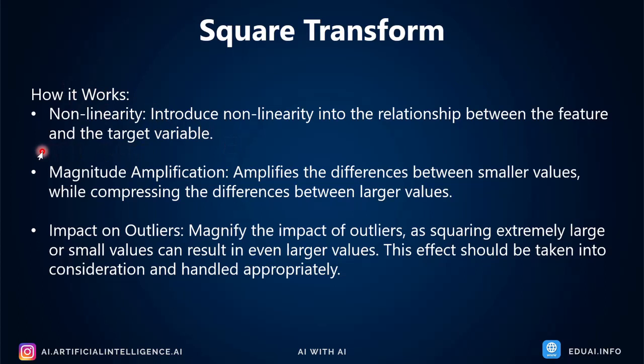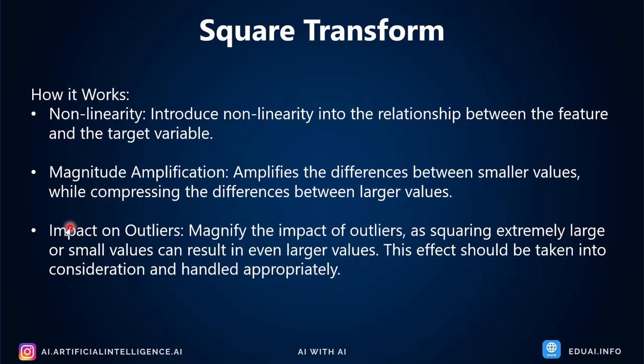Or it does the magnitude amplification. Square transform amplifies the difference between the smaller values while compressing the difference between the larger values. So it boosts the smaller values and compresses the larger values. This will help normalize the data, and this is what we want. And importantly, it will have a huge impact on the outliers.